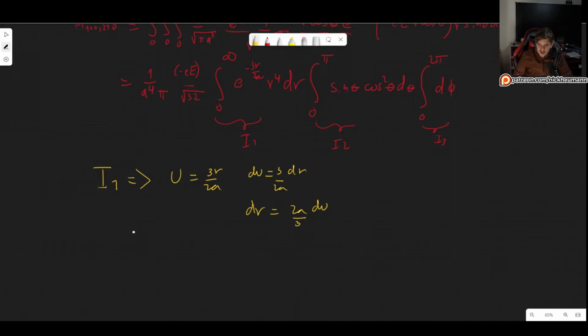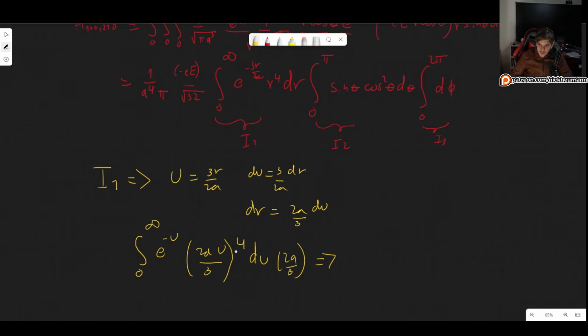So we can plug this into the integral. The limits of integration are unchanged, right? When r is 0, u is 0. When r is infinity, u is infinity, so it doesn't change. And we have e to the minus u, and then we have r, which from here we see is 2au divided by 3, and this is to the 4th power, du, or rather dr, but dr is du times 2a over 3.